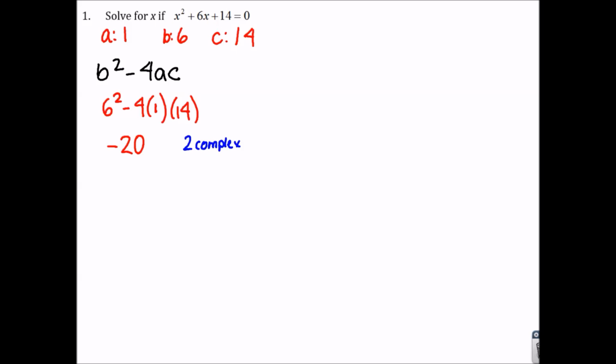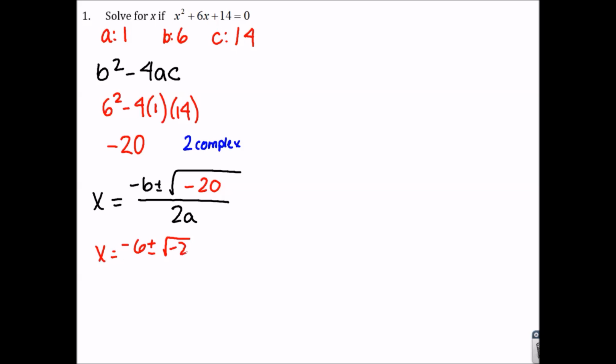So the quadratic formula is x equals negative b plus or minus the square root of the discriminant, which we just figured out, all over 2a. So we can go ahead and plug in b and a there. So we get x equals negative 6 plus or minus square root of negative 20 over 2 times 1, which is just 2. So last class we talked about simplifying radicals. So that's where this becomes important.